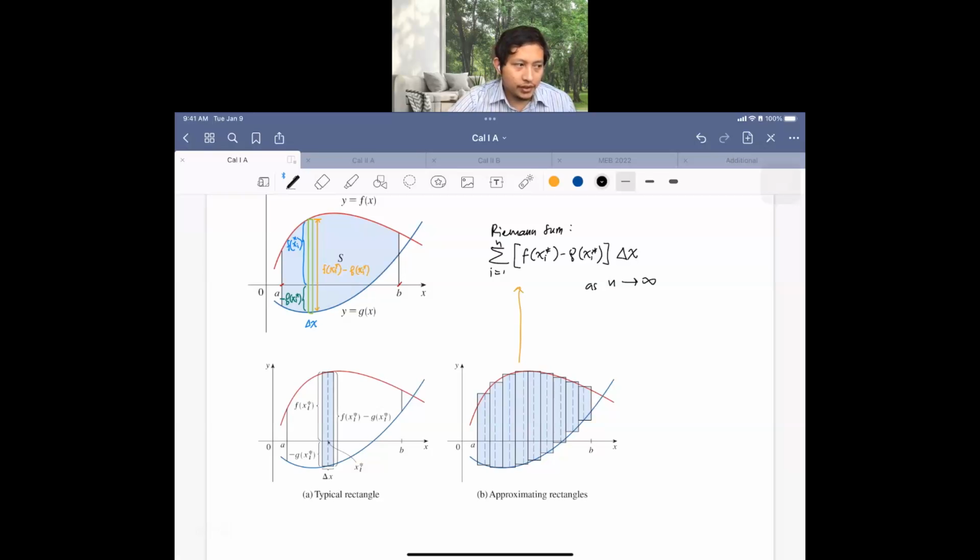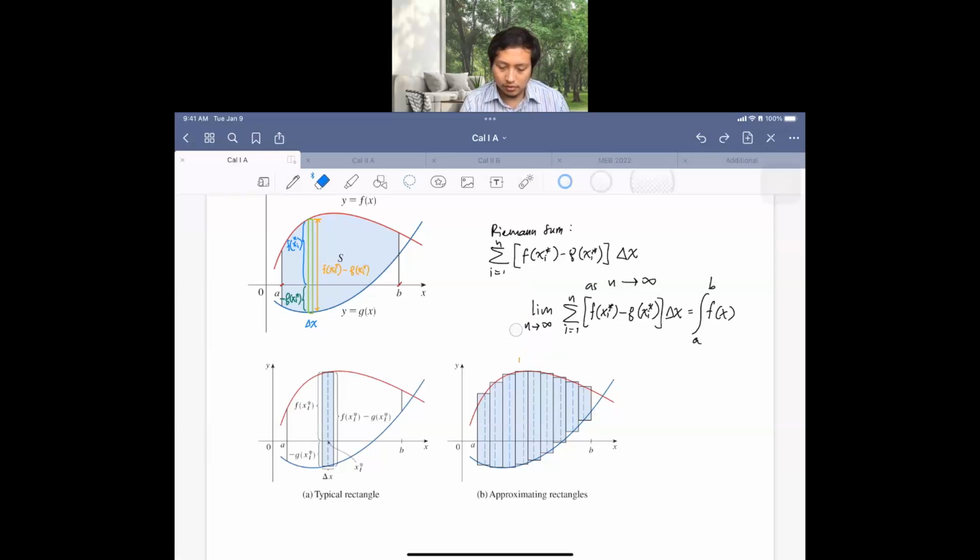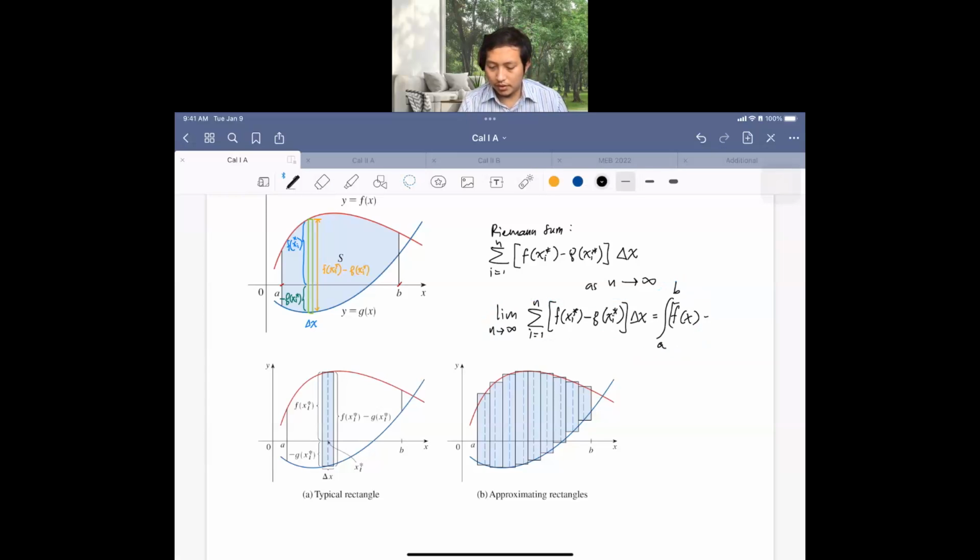We then define the limit as n going to infinity of our sum. This will be equal to the integral from a to b of f of x minus g of x dx. Okay, this is the first definition.